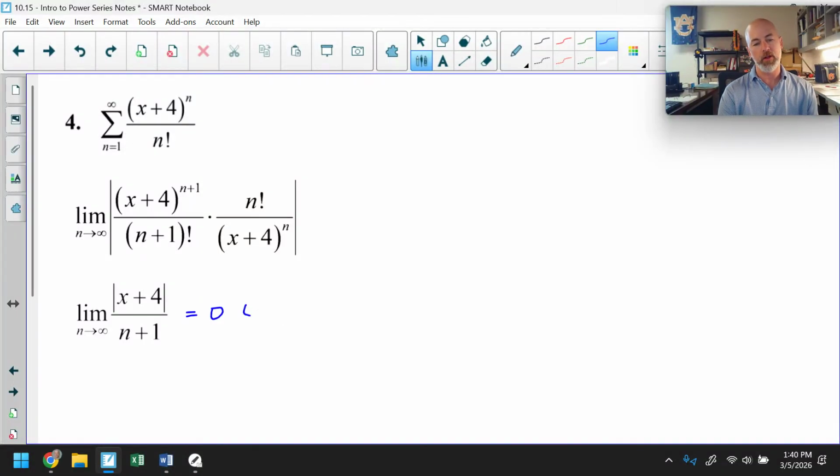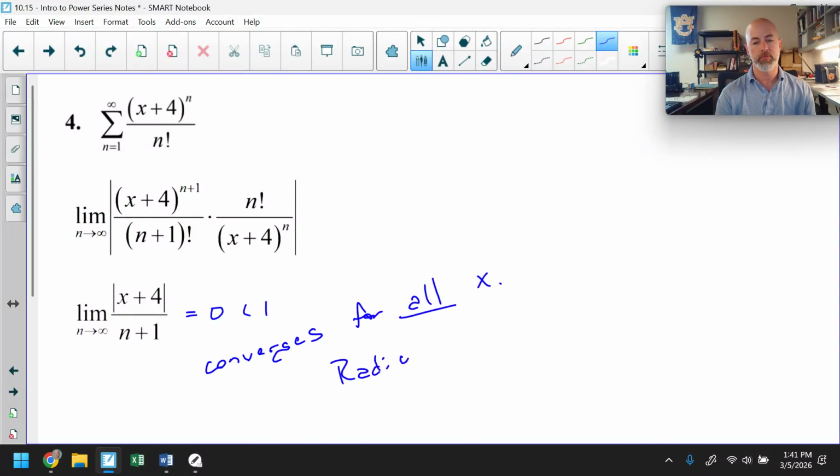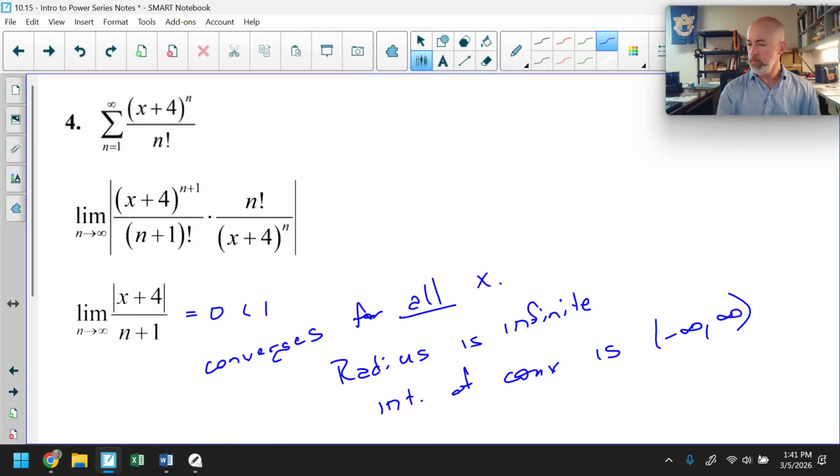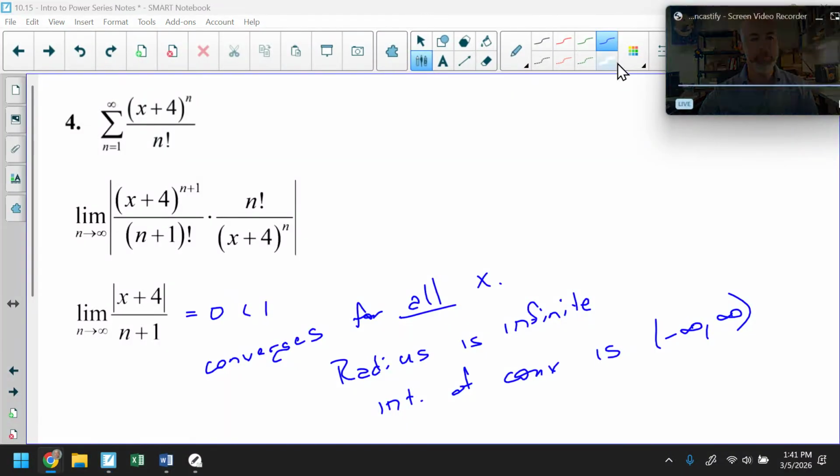This limit is always less than 1. I don't have endpoints. This converges always. Does not matter what we plug in. Converges for all x. And so your radius of convergence is infinite. And the interval of convergence would be all real numbers. So there's number 4. And then I have one more that I want to look at over here.